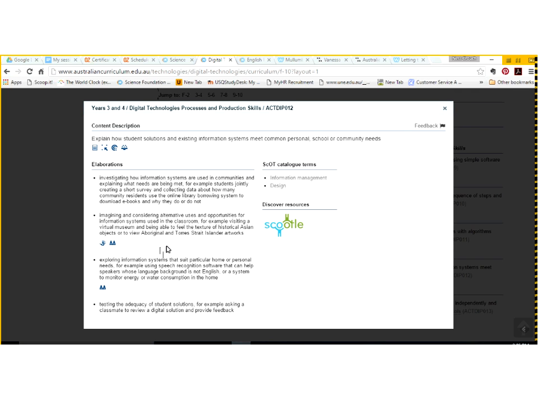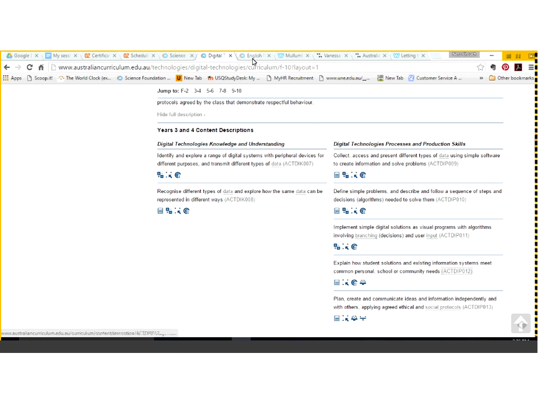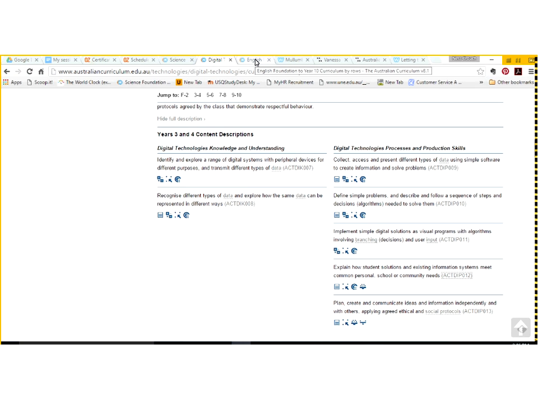So there's an expectation that by year 3 and 4 students are able to investigate how information systems can be used across communities to meet needs. And that can be quite challenging because if you're not a teacher that has a lot of skills in information systems or digital technologies, you may find achieving these expectations quite challenging.